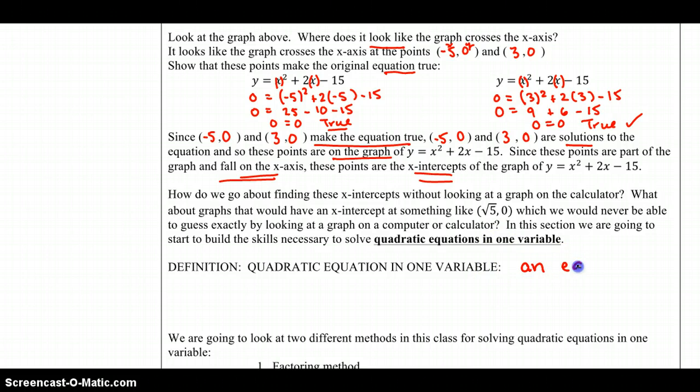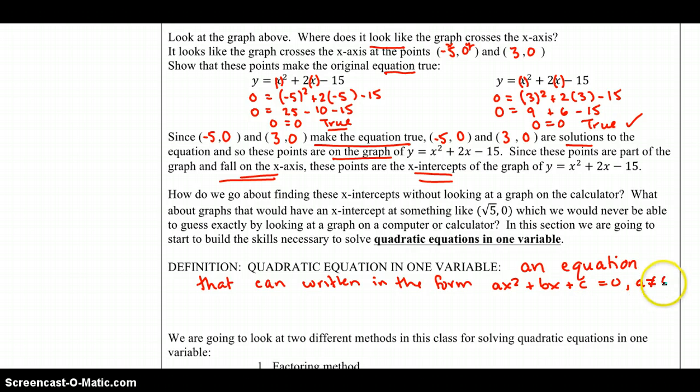Okay, so what does a quadratic equation in one variable look like? When we looked at quadratic expressions and quadratic functions, so a quadratic equation is just an equation that can be written in the form ax squared plus bx plus c equal to 0. Again, where a can't be 0. For it to be quadratic, it has to have the x squared term, and again, x terms and constant terms are optional.